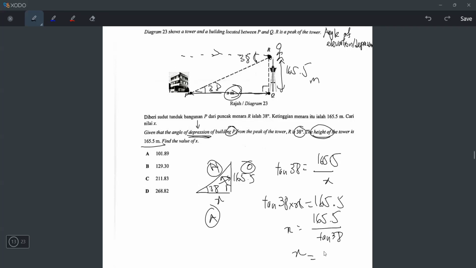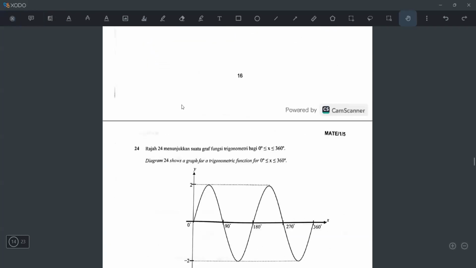So now I press this: 165.5 divided by tangent 38. Okay, I got it already. 211.83. 211.83 meters, because the original is in meters also. So the answer is 211.83 meters. So that's how you do it.